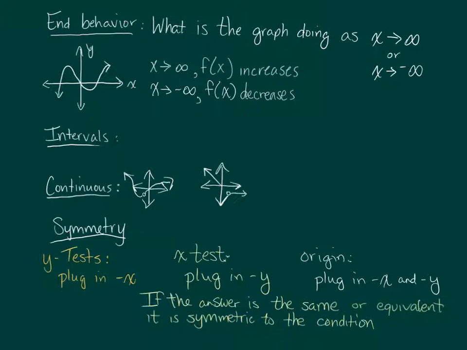Okay, and finally I'm going to review the symmetry test because I think it's really important. And I would take these notes and keep them. The symmetry test, you have to see if it's symmetric around the y-axis, x-axis, or origin. So y-axis, plug in a negative x value. X-axis, plug in a negative y value. And the origin, you plug in both a negative x and a negative y. And if the answer is the same or equivalent, then it's symmetric to that condition. So let's say you plug something in for a negative x, and your answer is the same equation that you started with, then it's symmetric. If it's not, then it's not symmetric to the y-axis.